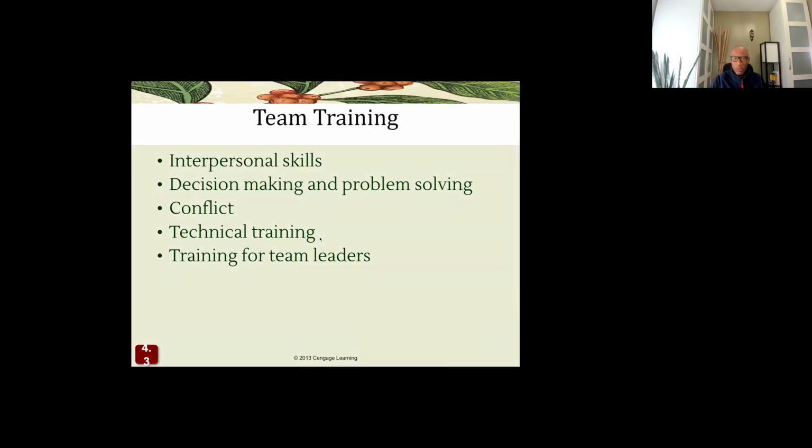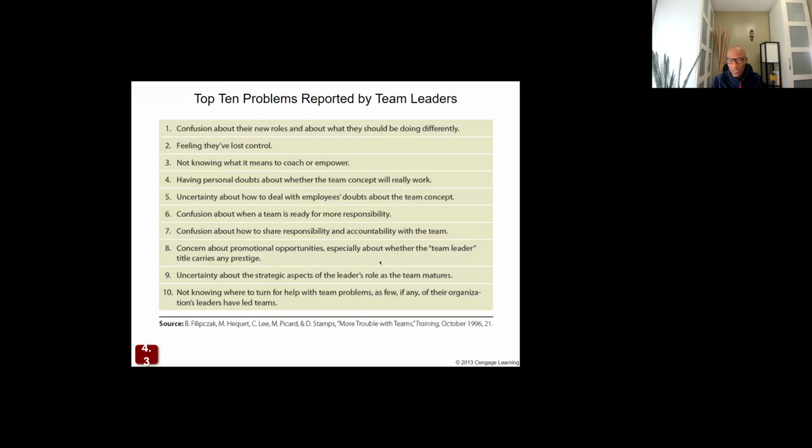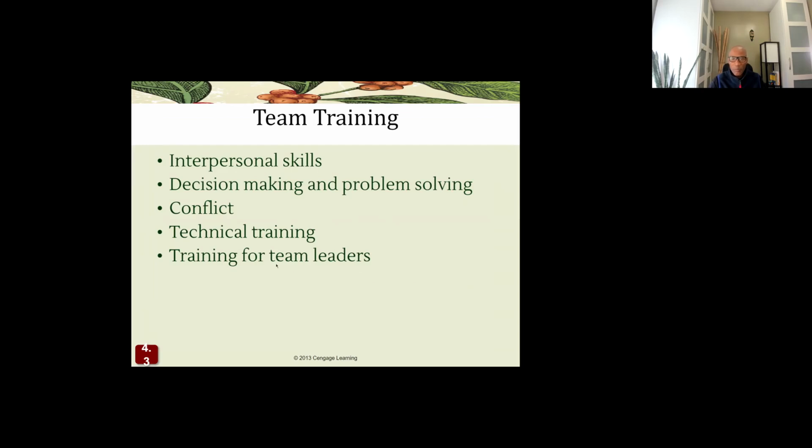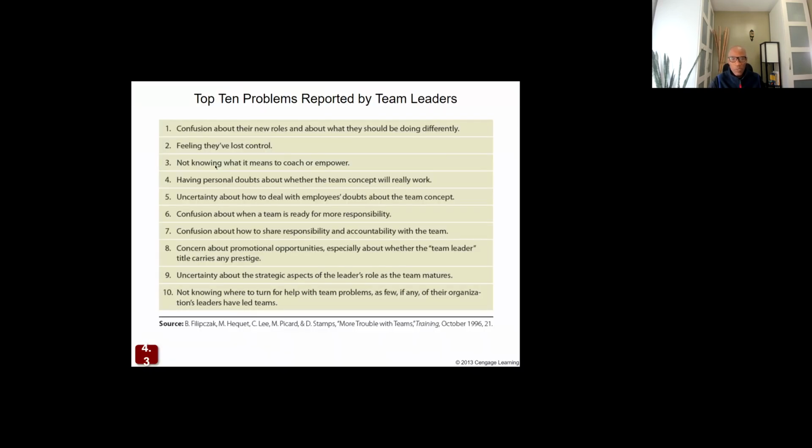Then you have team training: interpersonal skills, all of those skills that are required, decision making skills and problem solving skills, conflict skills. Then you have technical training skills, and training some of the team leaders to be leaders. Again, this might be a case where you're preparing this person to step into leadership roles. If you select this person, then they can start training. So we can go through all of these different trainings with the team.